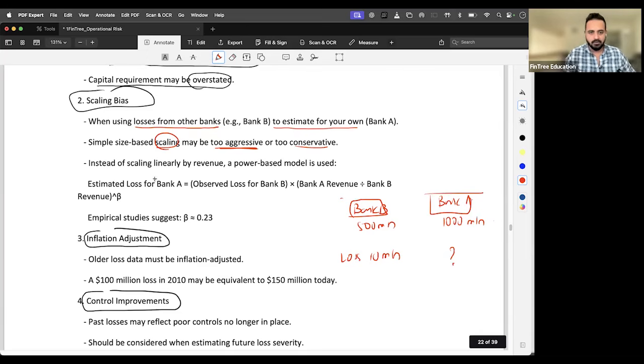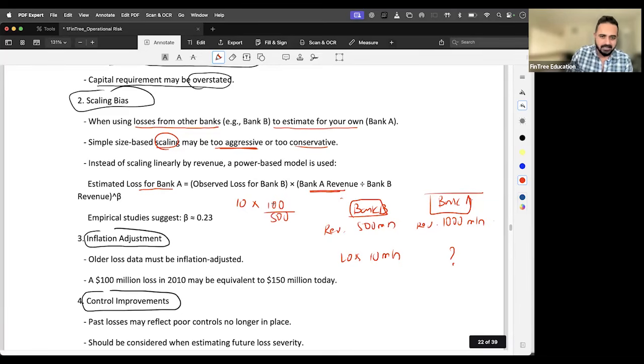What should be the amount of loss? Let's look at this. Estimated losses for Bank A is equal to observed loss of Bank B. What was the loss? 10 million multiplied with Bank A revenue. Let me just convert that to a revenue metric, easier to compare. So Bank A revenue 1,000 divided by Bank B revenue 500.